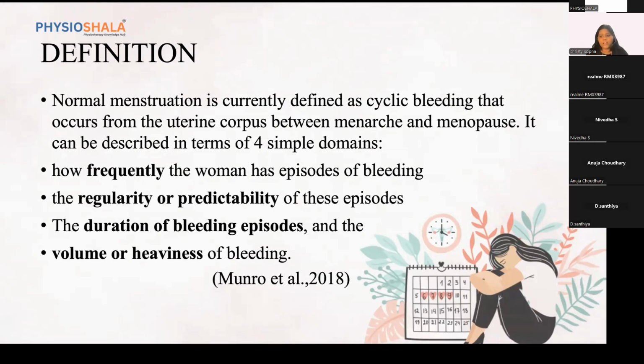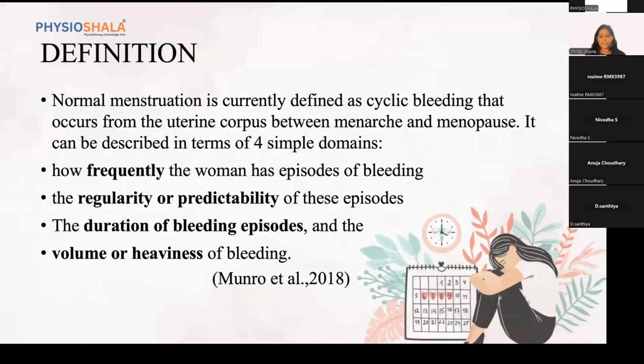The second one is regularity or predictability, whether a woman is able to predict her next cycle. If a woman gets her period on the 20th of this month, can she predict her next cycle next month? That is regularity or predictability. If regularity is not there, or she skips her periods for 1 or 2 months and then gets them, the regularity is affected or the periods have become irregular. That also comes under abnormal menstruation or menstrual irregularity.